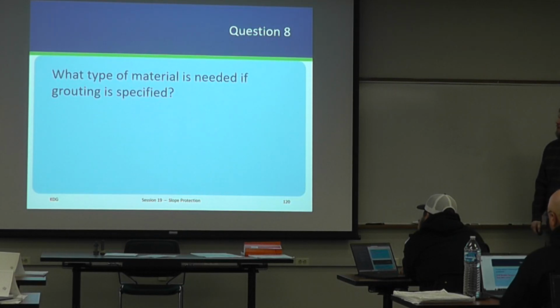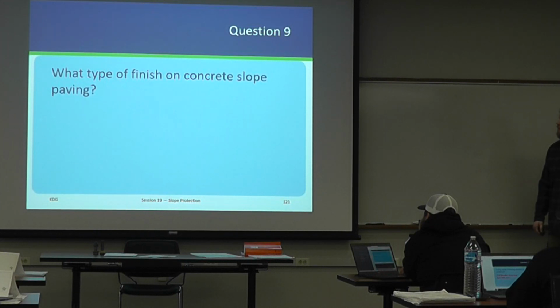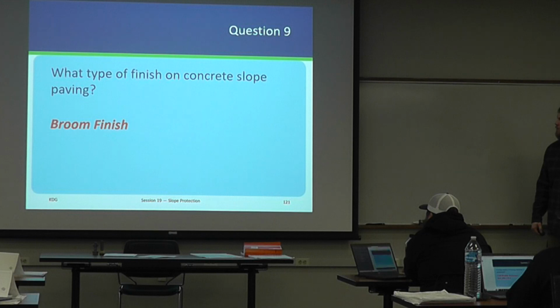What type of material is needed if grouting is specified? I'm going to say fully grouted. 3A, yeah. That's at 2461. What type of finish are we doing on concrete slope paving? A broom finish. Yeah. That keeps me from falling and cracking my head. No window paint? No. I'm not bringing out the power trowel.